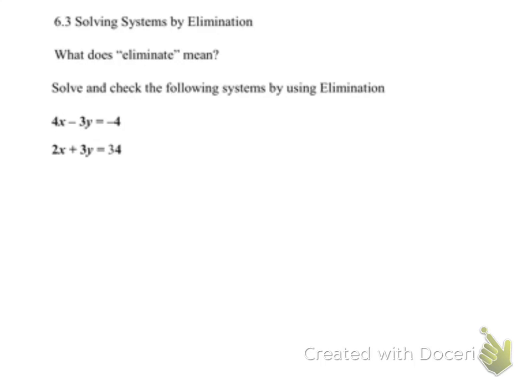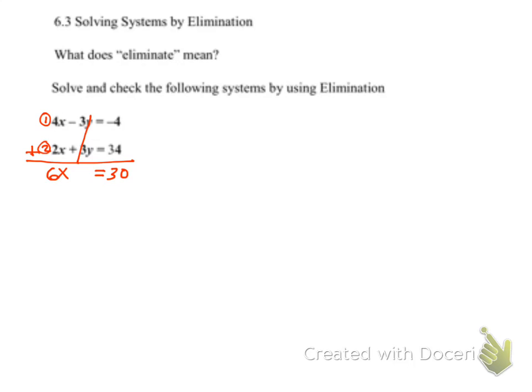The elimination method works best for standard form. So here's one of the simpler cases where eliminate means to cancel out or get rid of. So we have 4x minus 3y is equal to negative 4 and 2x plus 3y is equal to 34. So in my first and second equation, all we have to do is add those two equations together, and we can see since the y's were opposites, they cancel out.